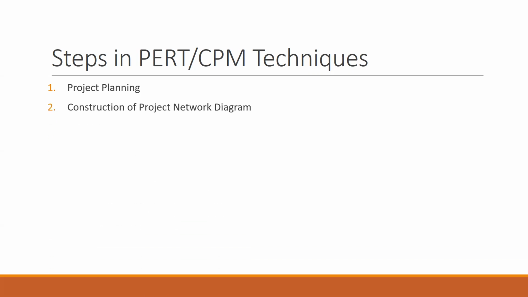The second step is construction of a project network diagram. We will be using some standard conventions which will be given to us. We'll see that in the next few slides, so that we can depict the activities and the events involved in this project. When we are doing the calculations, especially in case of PERT, where we do not exactly know the time duration, we need to do the calculation using the given formulas. There are formulas available to get the time duration, especially in case of PERT.